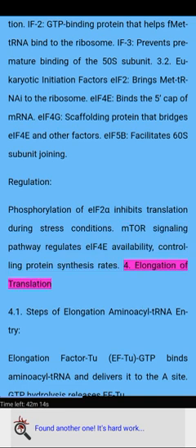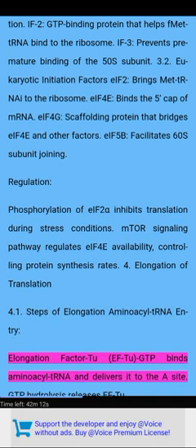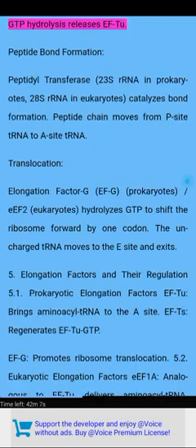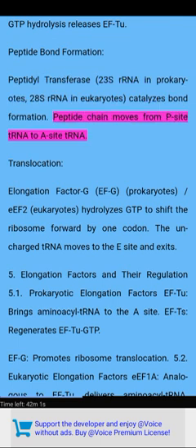4. Elongation of translation. 4.1. Steps of elongation. Aminoacyl tRNA entry: elongation factor EF-Tu, GTP binds aminoacyl tRNA and delivers it to the A site. GTP hydrolysis releases EF-Tu. Peptide bond formation: peptidyl transferase, 23S rRNA in prokaryotes, 28S rRNA in eukaryotes, catalyzes bond formation. Peptide chain moves from P site tRNA to A site tRNA.